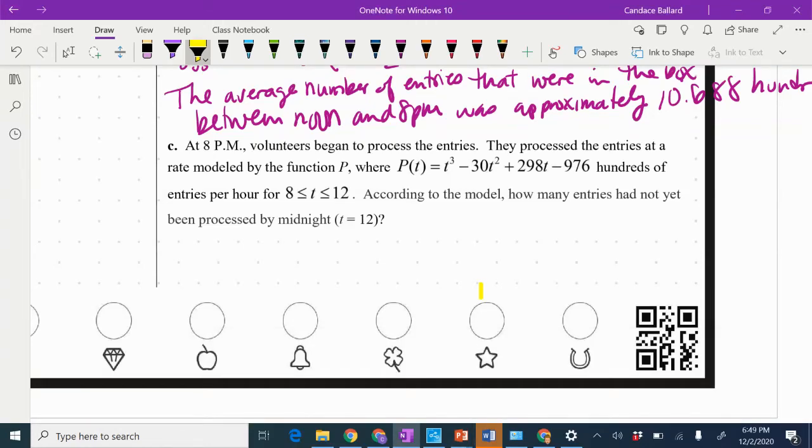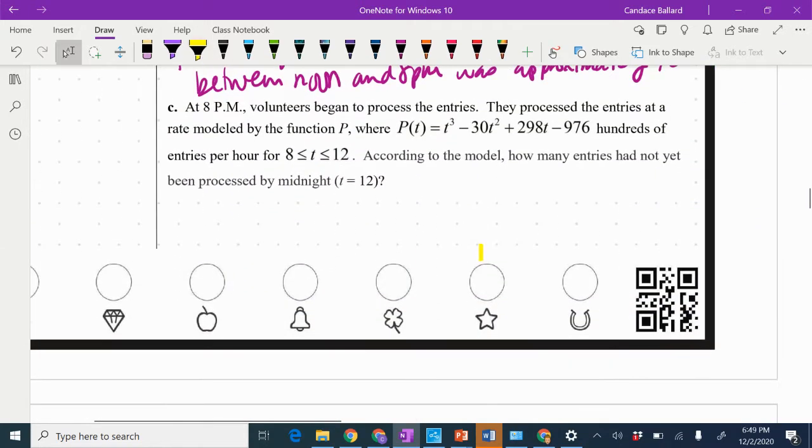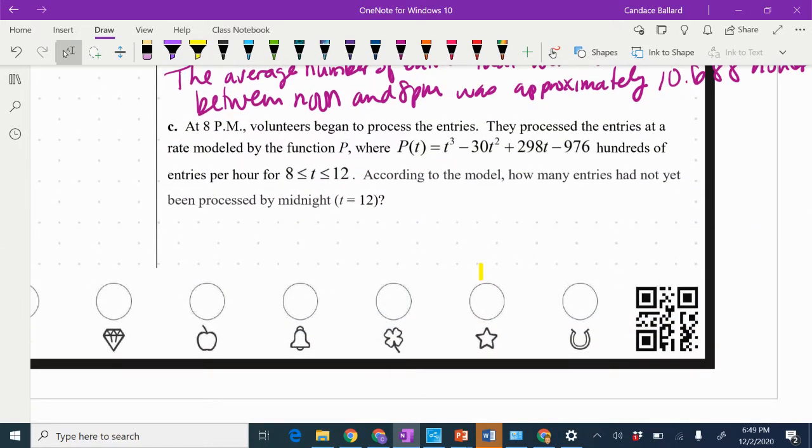In this video, we're going to continue topic 8.3, and we're going to look at example 1C. At 8 p.m., volunteers began to process the entries. They processed the entries at a rate modeled by the function p, where p of t equals t cubed minus 30t squared plus 298t minus 976 hundreds of entries per hour for t between 8 and 12. According to the model, how many entries had not yet been processed by midnight at t equals 12?